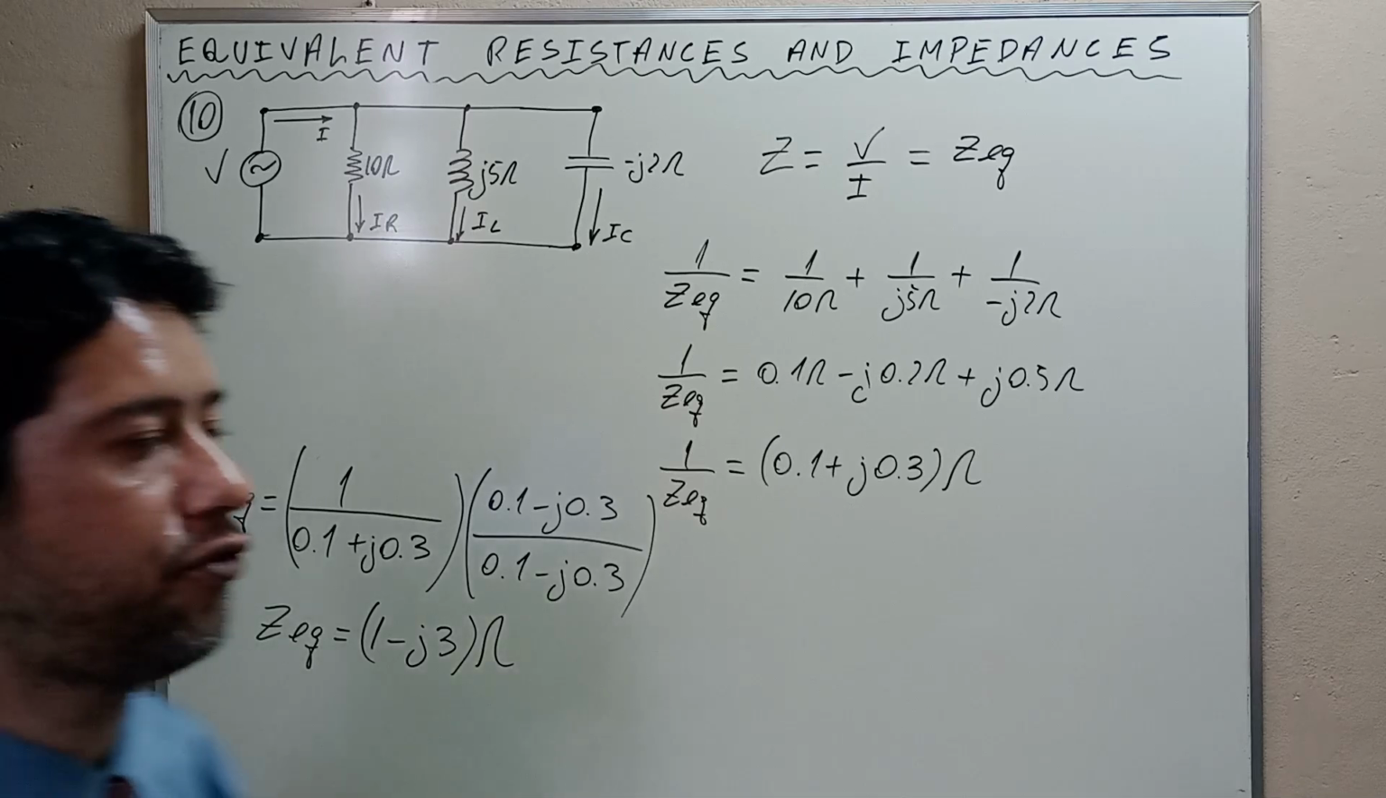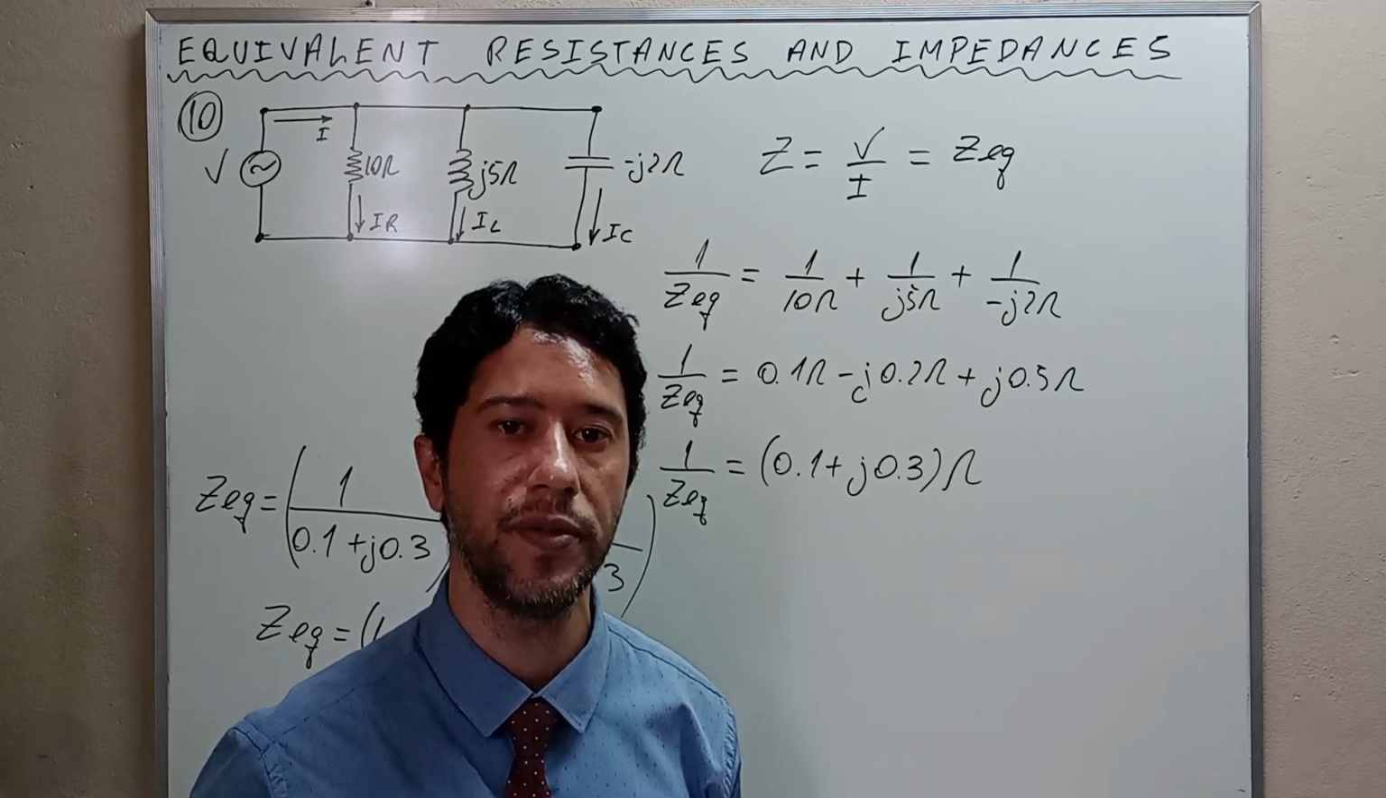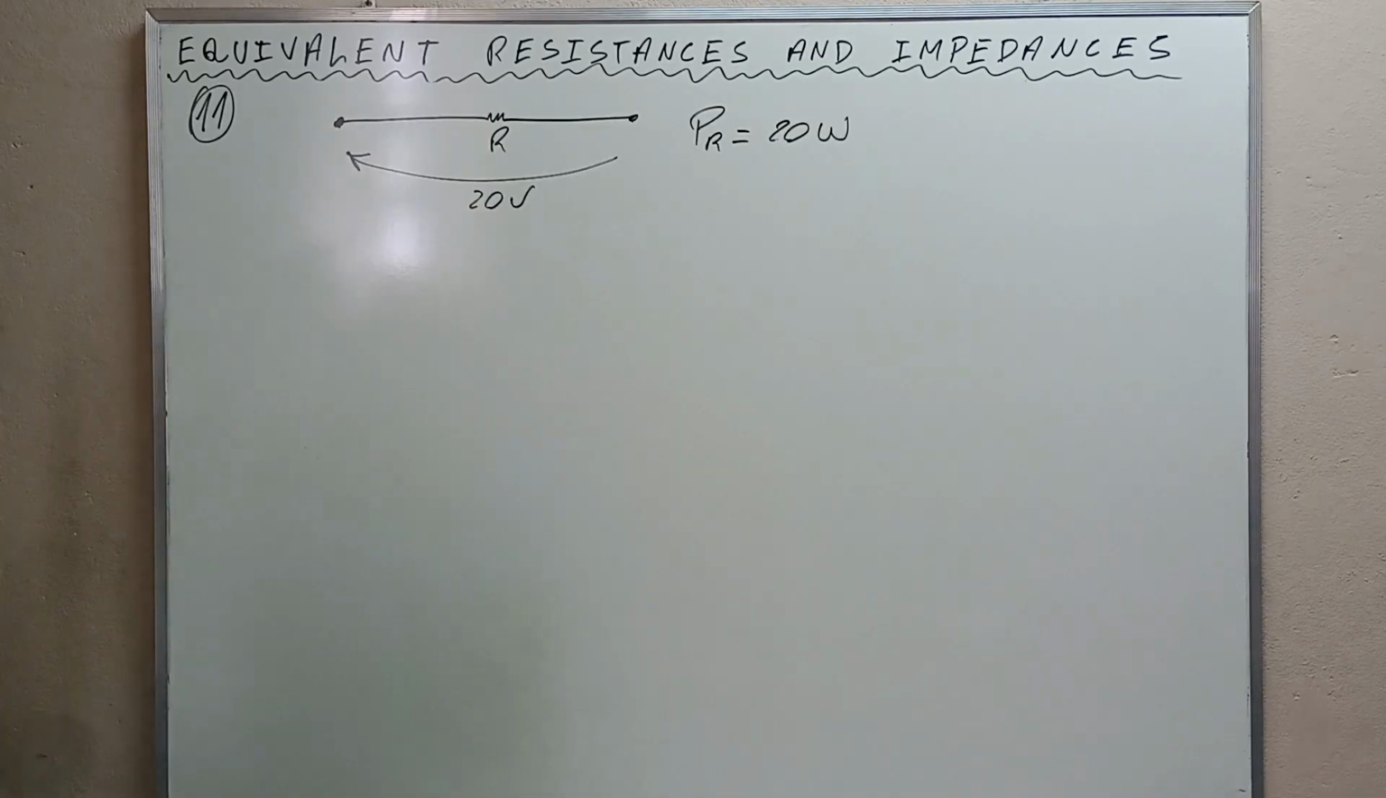You just need to know how to work with complex numbers to find the solution of this exercise. And this is all for the debate of exercise number 10. Let's go to the next. Exercise 11. When a voltage of 20 volts is applied to a resistor, the Joule heating produced is 20 watts. In this way, what is the resistance of the resistor? This is the question. Let's go to the solution.